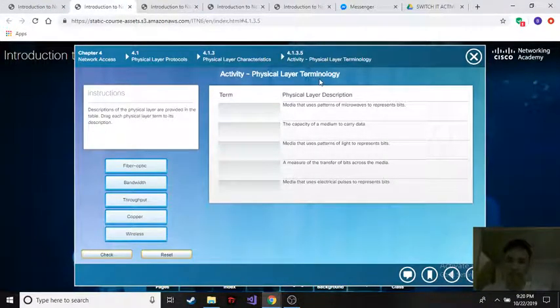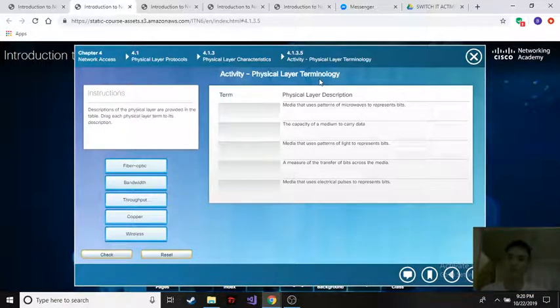So, here is our first activity to be answered, entitled Physical Layer Terminology. The instructions here: descriptions of the physical layers are provided in the table. Drag each physical layer's term to its description. So let's start answering this activity.